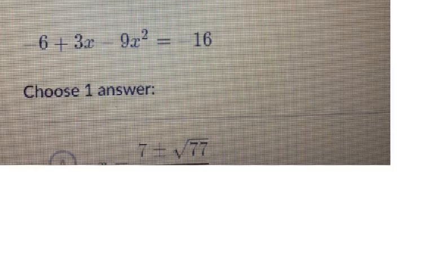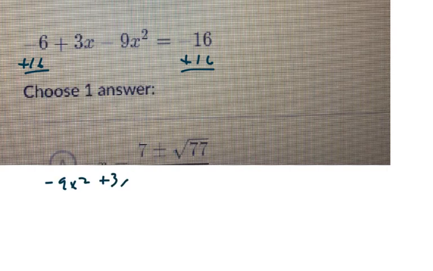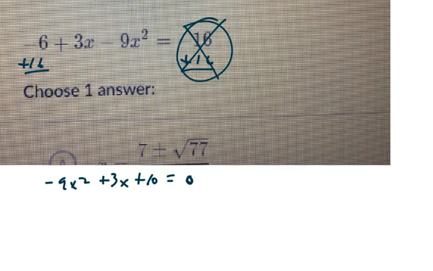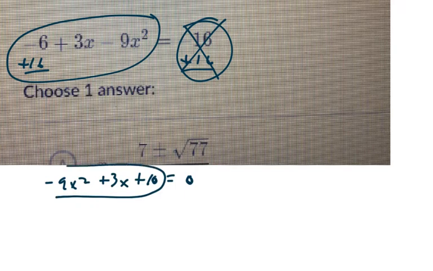Okay, let's do another one. So again, what's wrong with this problem, guys? It's got to equal 0, right? So I'm going to add 16 to both sides. So what I end up with is negative 9x squared plus 3x plus 10 equal to 0, since 16 minus 6 is 10. So as you can see, I got a 0 on the right, and all of this together is what I have down here, correct? So I know my A is negative 9, my B is 3, my C is 10.